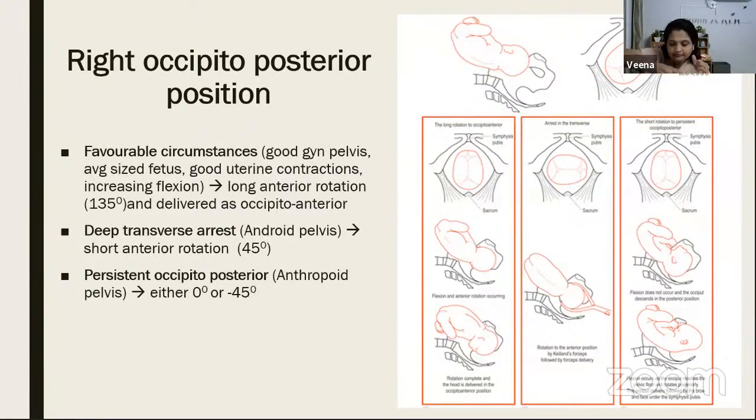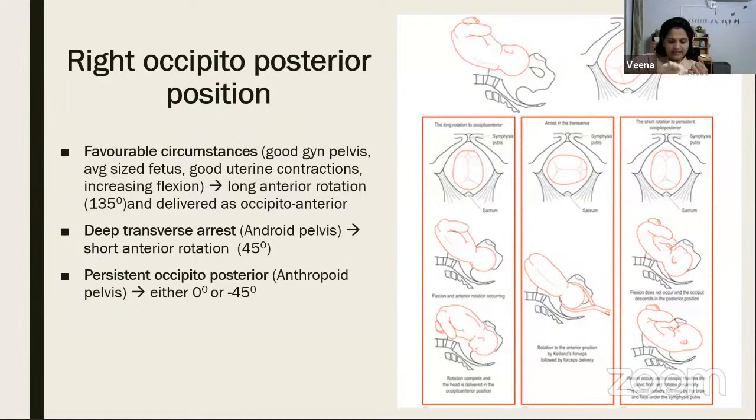Then now imagine the shoulders. When the head is engaging in ROP, where are the shoulders? Left oblique. When the head becomes ROT, shoulders continue to be in left oblique. Agreed? Because 45 degree can easily be withstood. Then when the head becomes ROA, shoulders come in anteroposterior diameter. And when the head becomes direct occiput anterior, 135 degree internal rotation has happened, then shoulders will be in right oblique diameter. You're able to understand this much?